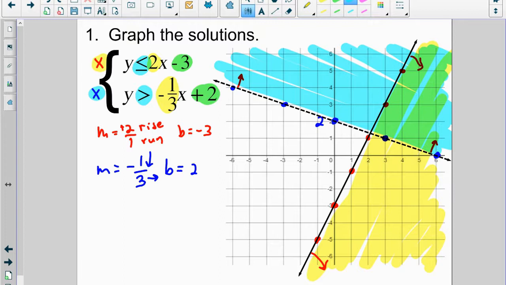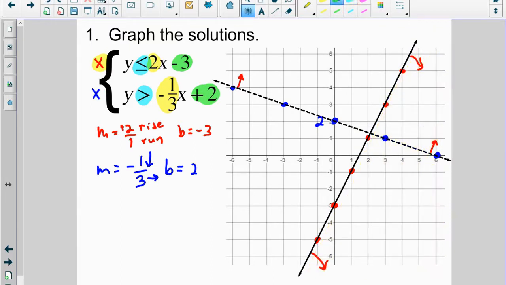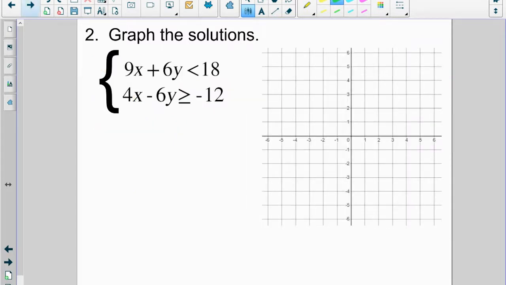So I'm looking for where do these two solution areas overlap. It's going to be this area in the upper right-hand corner. So my final product is going to look like it's only shaded in this upper right-hand corner. That's where all the solutions are for this system. All right, so that's graphing a system of inequalities when the inequalities are written in slope-intercept form, where y is by itself. Let's take a look at our second example.